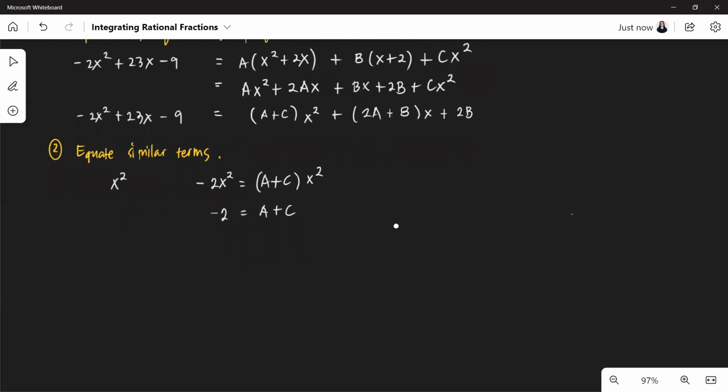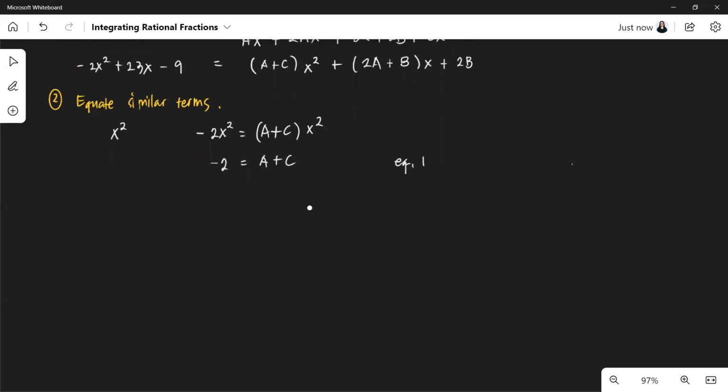We have two unknowns, so we need another equation containing a and c so that we can solve for their values. Let that be equation number 1. Now for the x terms, we have 23x on the left side and (2a plus b) times x on the right side. So 23 is equal to 2a plus b. This is another equation, this time containing a and b.